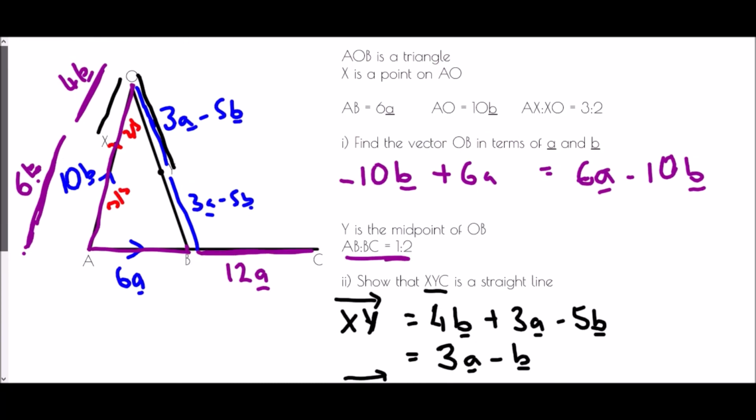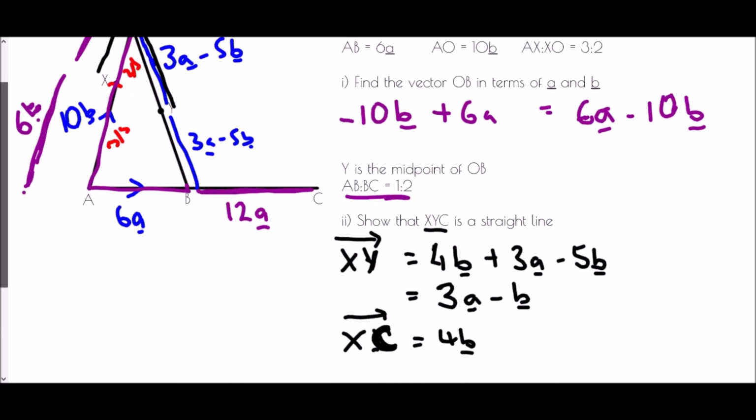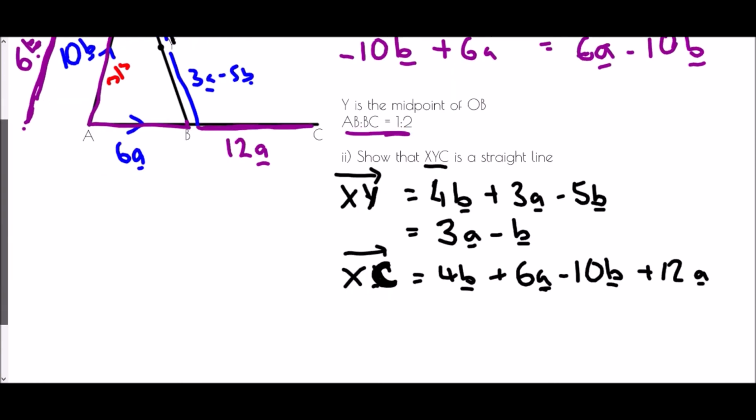I would need to go from O to Y, or straight to B. I could go straight to B at this point, so 6a take away 10b, and then follow from B to C, which is add 12a. If I simplify all of that, I get 18a take away 6b. Now, the question was to show that XYC is a straight line.